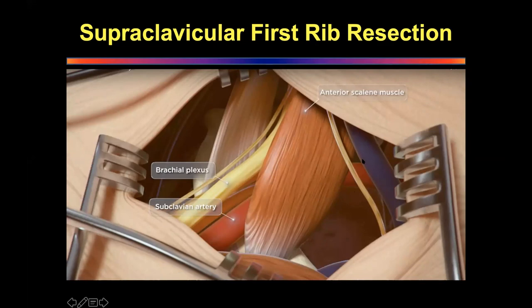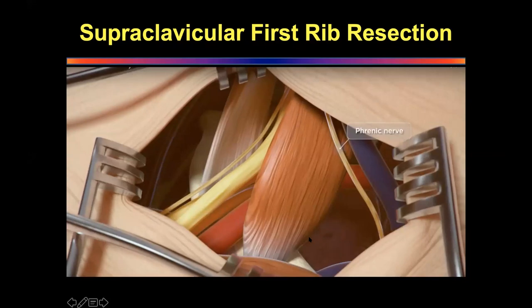Traditionally, the IJV and the phrenic nerve will go to the right side. It will move away from your structure, depending on which side you're operating, right or left, but it will move to the medial side of the structure. And the brachial plexus and the subclavian artery will be on the lateral side. Once you've lifted up the fat pad, you see the anterior scalene muscle, you actually dissect the anterior scalene and chop it off.